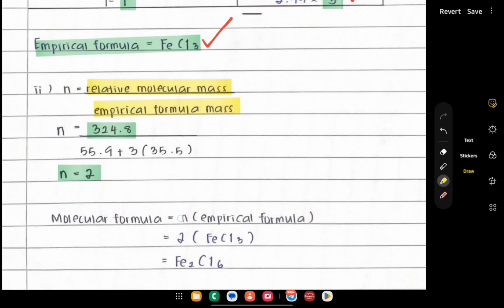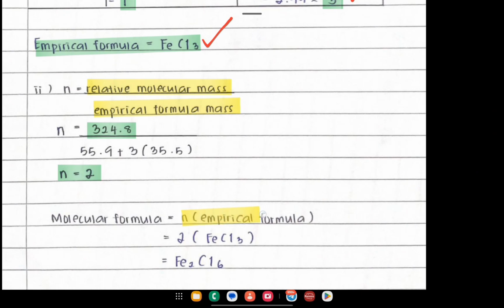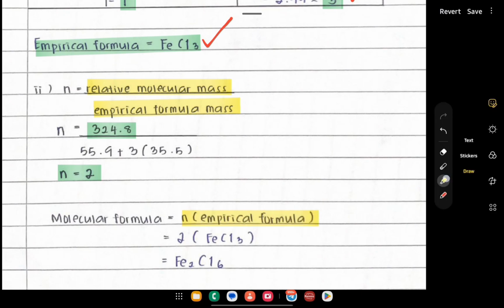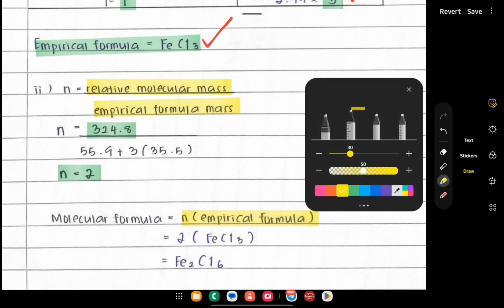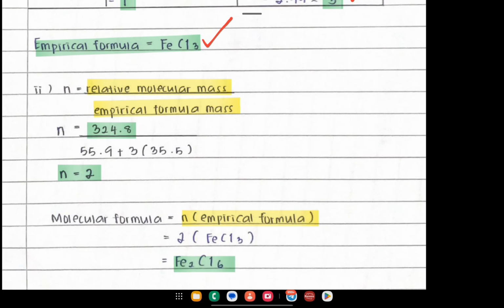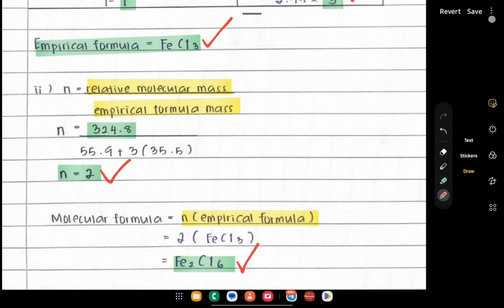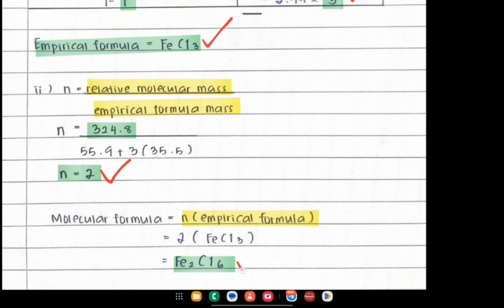To find the molecular formula, we just multiply the value of n with the empirical formula. The final answer is Fe2Cl6. The marks were given for the value of n, 1 mark, and another mark for the correct molecular formula. Total marks for question B is 5 marks.